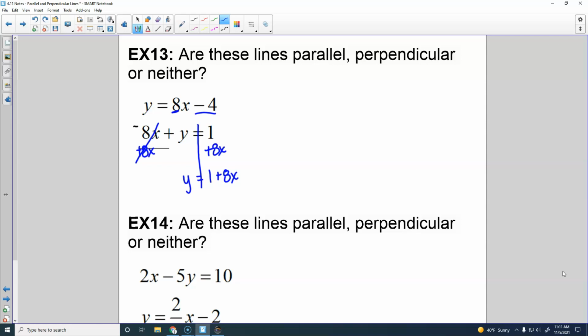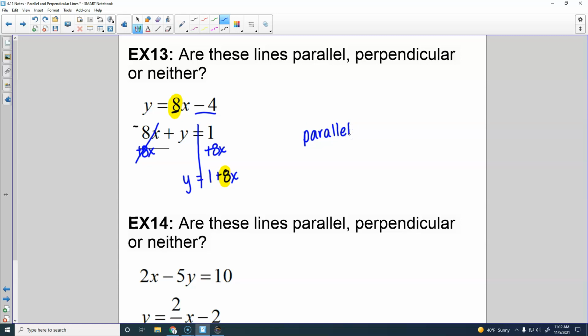What are we looking at to tell if they're parallel, perpendicular, or neither? Slopes, right? So the slope of this line was 8. The slope of that second line you told me was also 8. They don't have the same y-intercepts. If they had the same y-intercepts, they'd just be the same line, right? So since these have the same slopes, they are parallel.